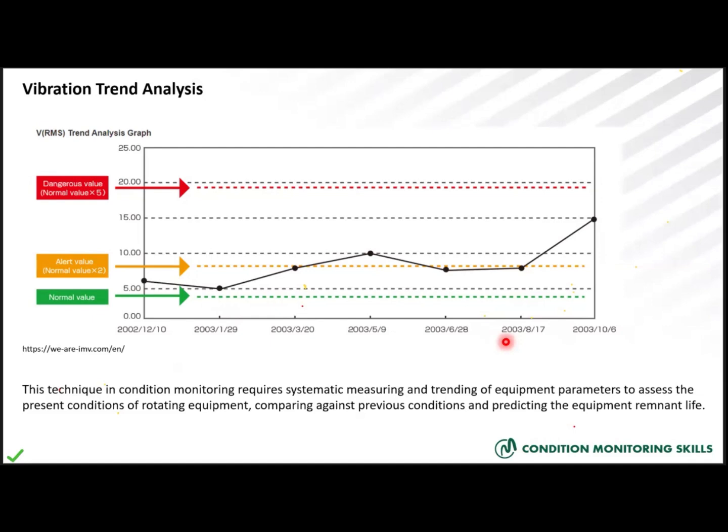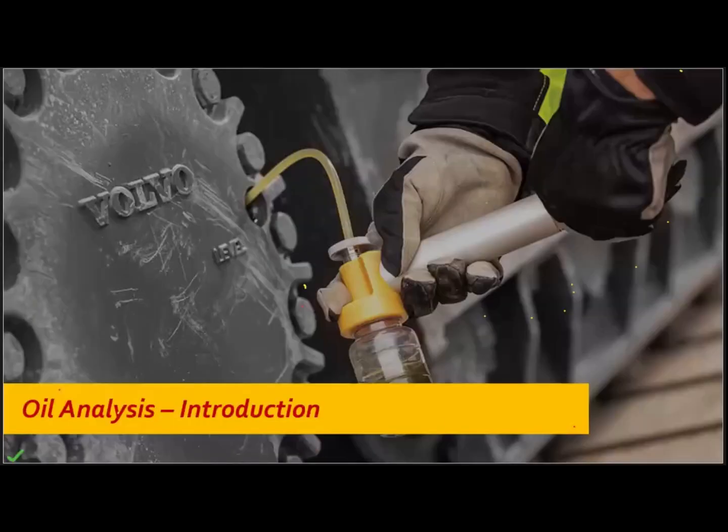Finally, vibration trend analysis is very important, setting a vibration limit for each machine. As you can see here, there are three limits: acceptable limit, caution limit, and abnormal limit for each equipment as per the ISO standard, and trending your machinery vibration level. This will allow you to assess the present condition of rotating equipment, compare it against the previous condition, and predict the equipment's remaining lifetime as much as possible. Okay, so this is the introduction to vibration analysis.